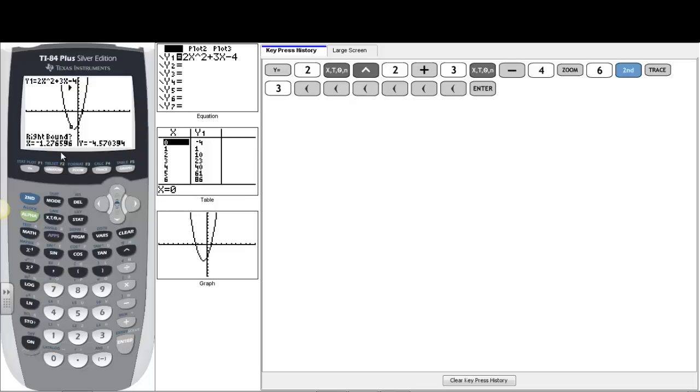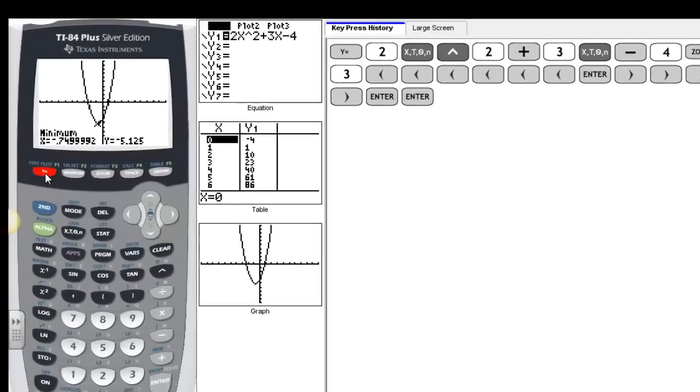And then it will say right bound, which means we need to go through the vertex back to the other side. And anywhere over there, again, if your numbers don't match mine, it's fine, just press enter. And then for guess, we always just press enter. And we can now see that the minimum of that point is negative 0.7499, so we'll say negative 0.75, and negative 5.125.